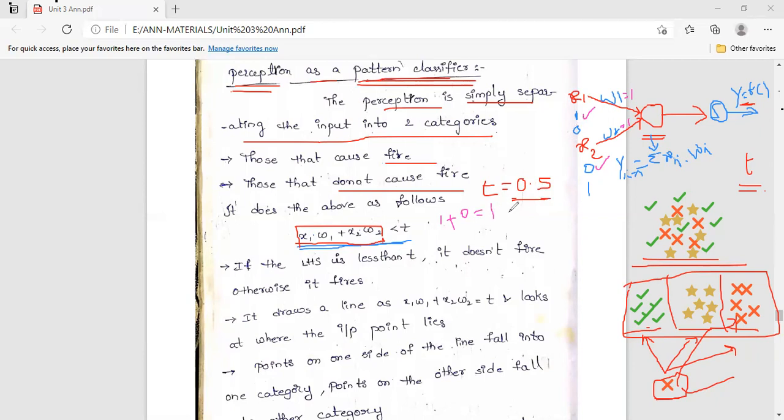This is one condition. Coming to the second condition, x1 is not fired, which means the value is 0. x1 into W1, 0 into 1, automatically 0. 0 plus, x2 is fired here, which means x2 value is 1. 1 into W2 value, which is also 1, is 1. So automatically the output is 1. This is the second situation.